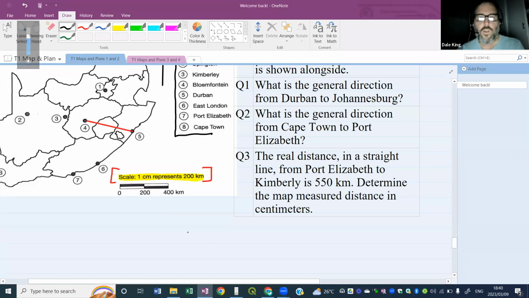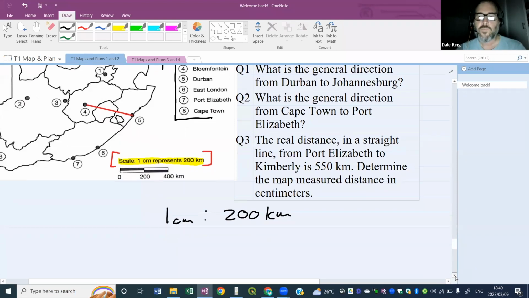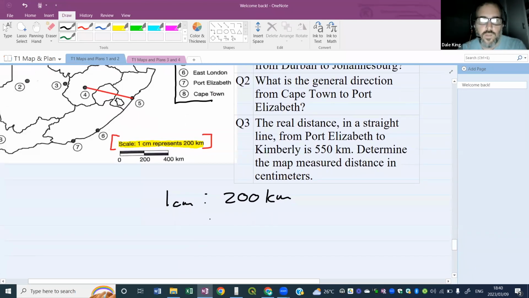Okay, so we've got 550 kilometers. We know that 1 centimeter is 200 kilometers. So what I want to know is how many 200 kilometers do I have in my 550? Because each 200 kilometers is 1 centimeter. So I'm going to take my 550 and cut it up into 200 kilometer pieces.